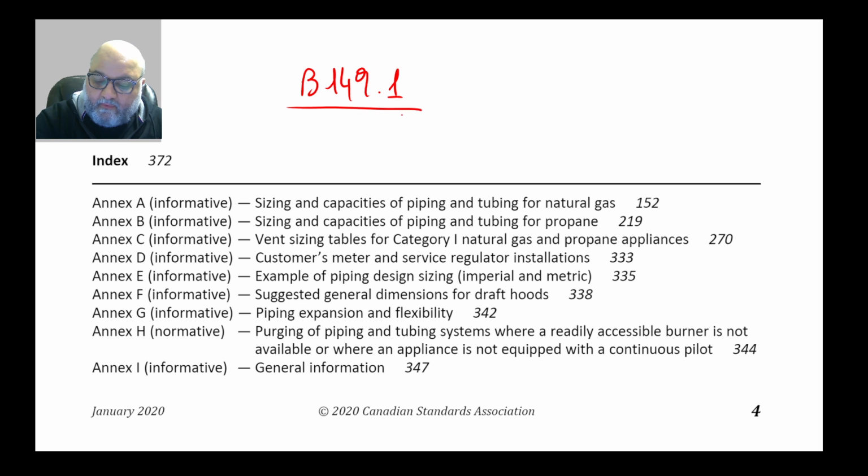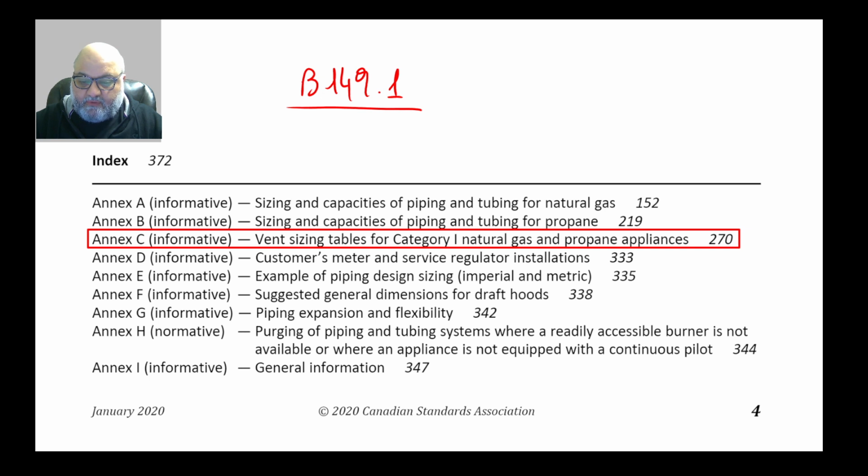B149.1 natural gas and propane installation code, and in the code book you're going to work in Annex C, which is dedicated for vent sizing. We're going to see that in this annex we have clauses, tables, and figures.